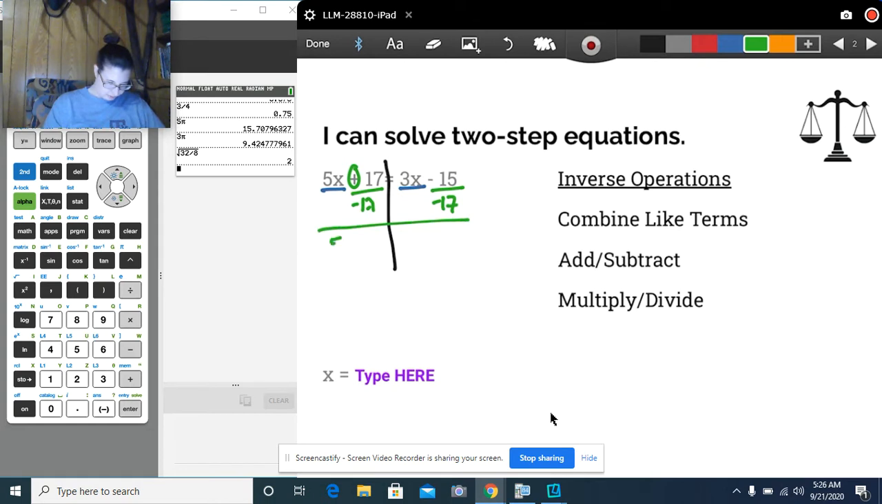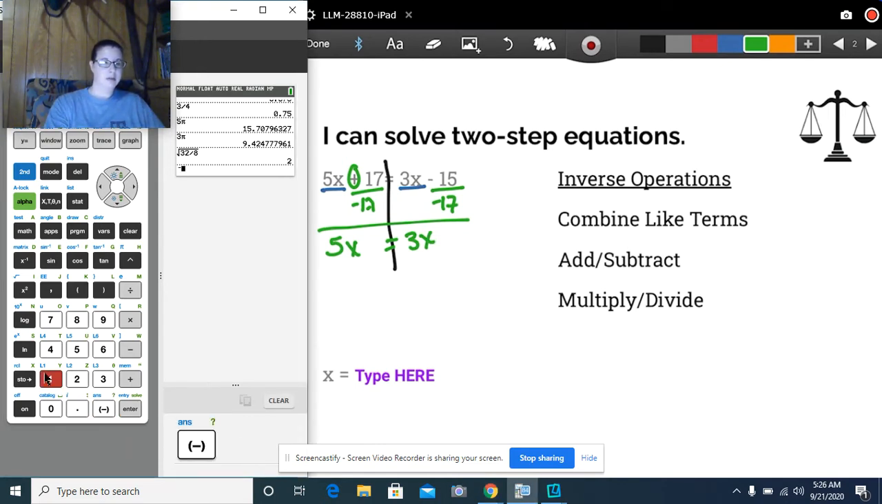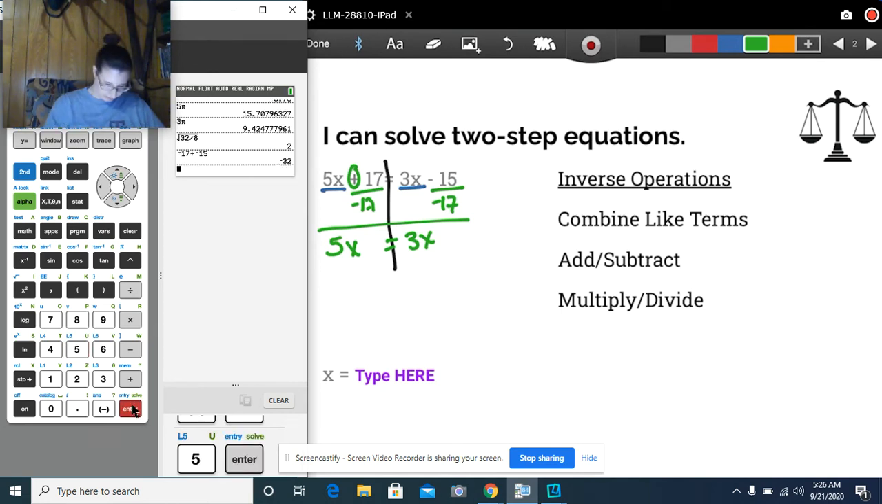And I end up with 5x is equal to 3x, and a negative 17 and a positive 17. I'm going to use my calculator. Negative 17 plus a negative 15 gives me the answer of negative 32.